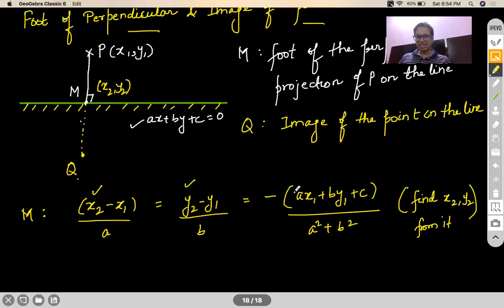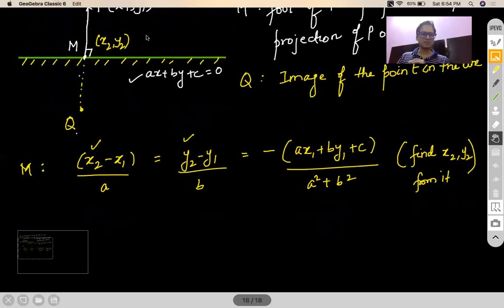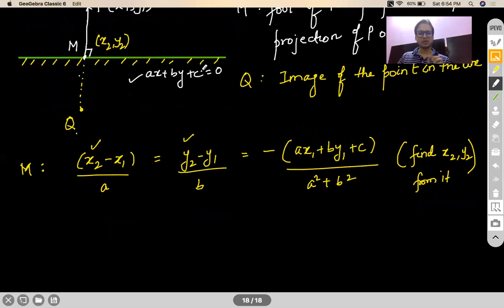I will derive this result, don't worry. I'm not going to dump formulas on you without deriving them. I never dump formulas on anybody without proving them.